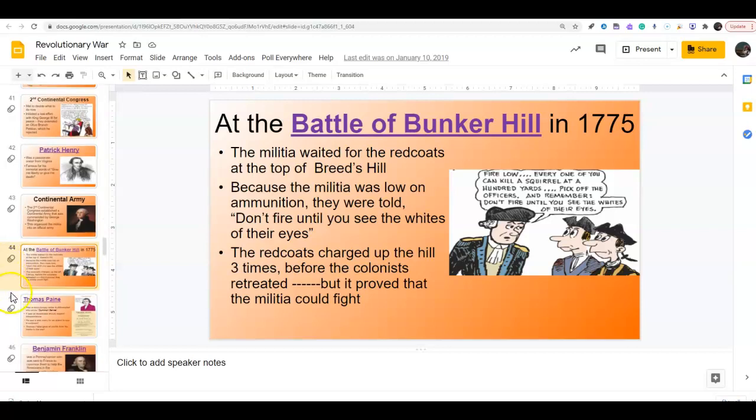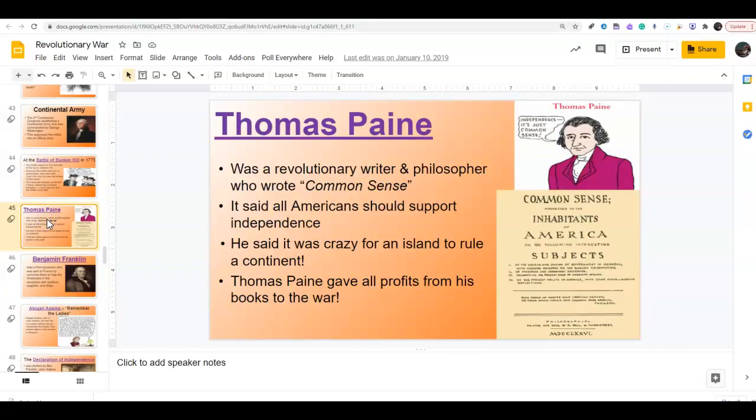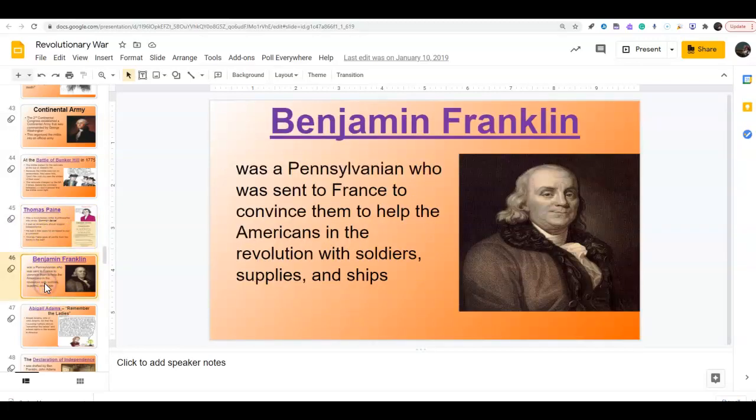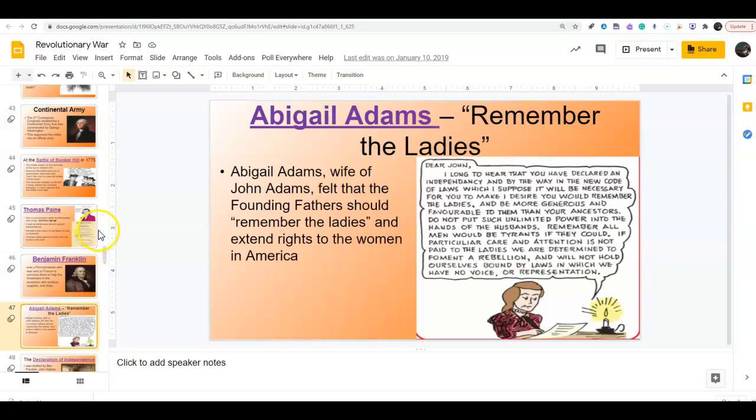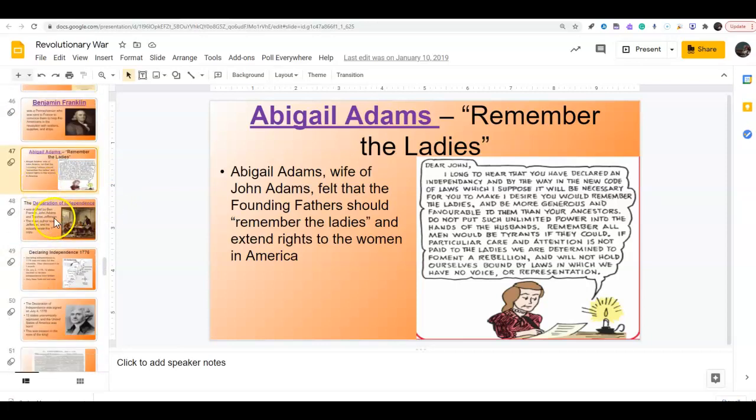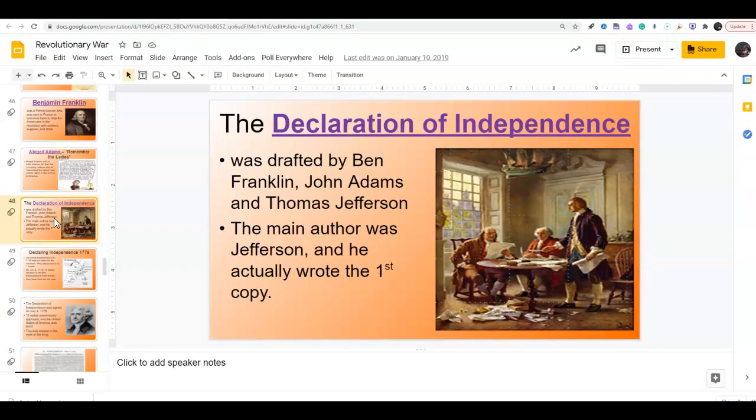All right. Couple important people. You got Thomas Paine, writer of Common Sense, a small book, a pamphlet, about why America should be free. A lot of the soldiers read it to keep their spirits up. Benjamin Franklin went over to France a few times to try to convince them to join our war effort. Abigail Adams, wife of John Adams, was a proponent of remembering the ladies and making sure that women got rights, although they really didn't when things happened.